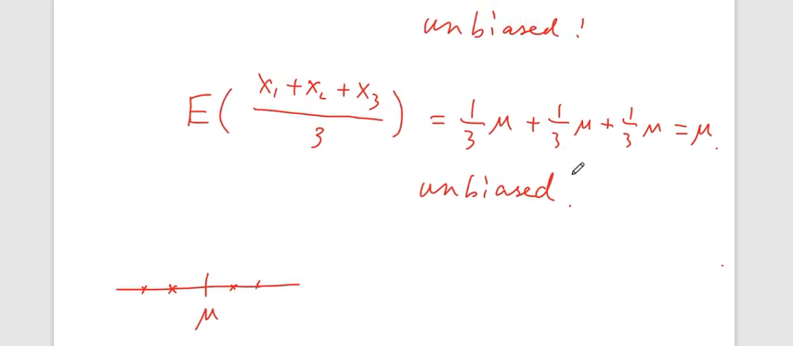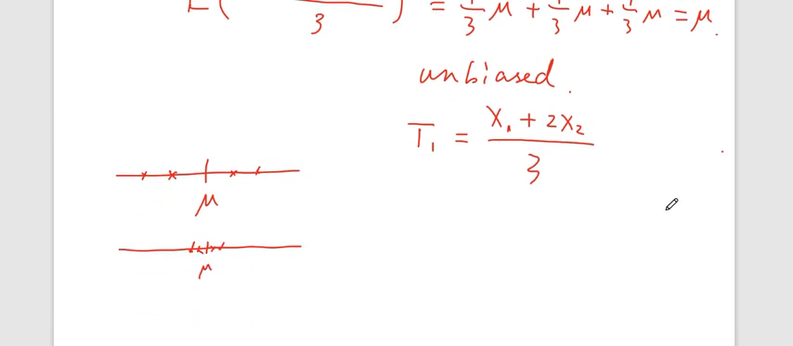So here, suppose that for this mu we have two estimates. T1 is x1 plus 2 x2, divided by 3, and T2 is x1 plus x2 plus x3, over 3. Both of them are unbiased, but we need to determine which one is better.